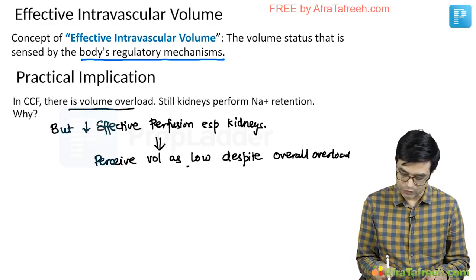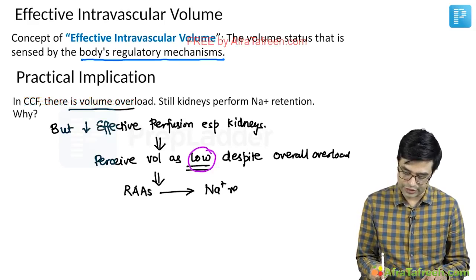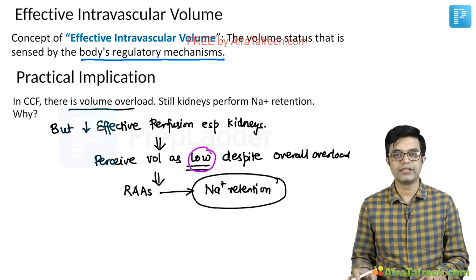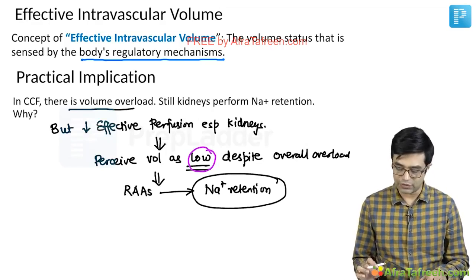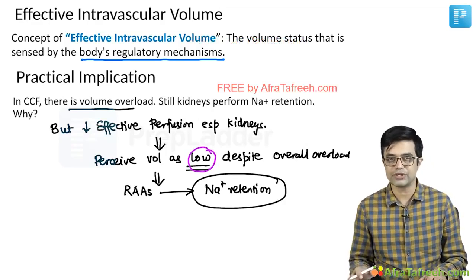So they perceive the volume as low, and because they perceive the volume as low, there will be activation of the renin-angiotensin-aldosterone axis, leading to sodium conservation or sodium retention in these patients. That is why despite volume overload being there in CCF, these patients are found to have sodium retention happening. This is the practical implication that we see.